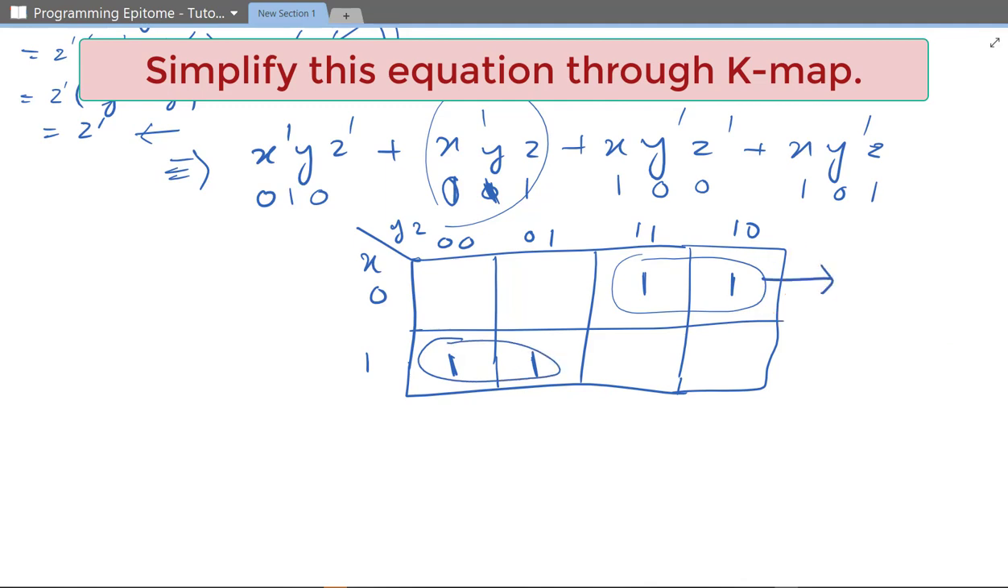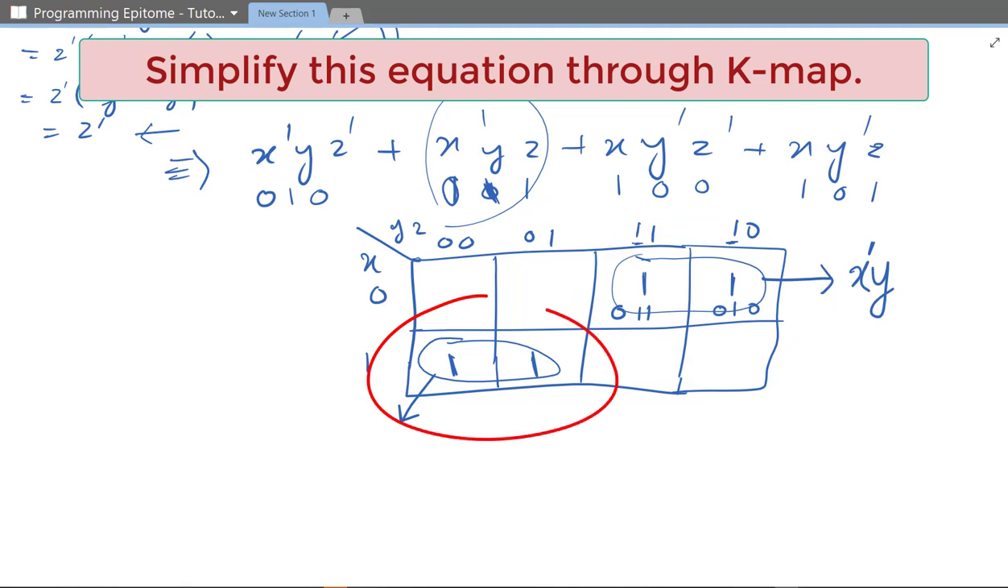For every group, we will write one term, and then we will write the equation as a sum of those terms. The rule is that we have to see what changed. The variable which stays constant, we just write that. Here we can see that y is constant in both these terms, and z has changed. So we will write y, simply y because here it is 1. If it was 0, we would have written y prime. X has also not changed: the value here is 0 1 1, and the value here is 0 1 0. So x and y have not changed, and x is 0 here, so we will write x prime y.